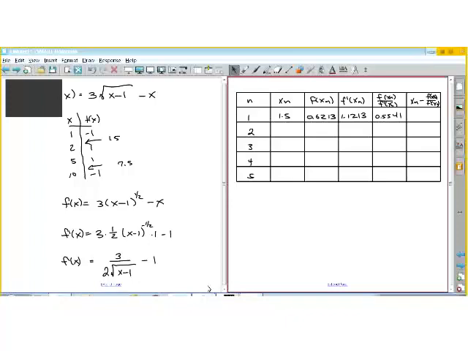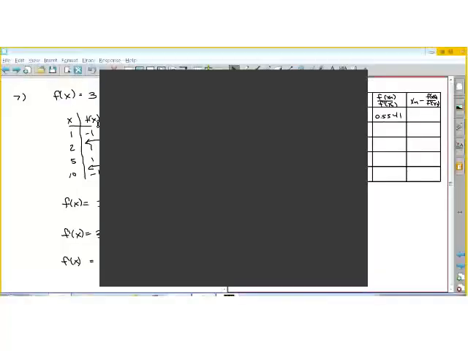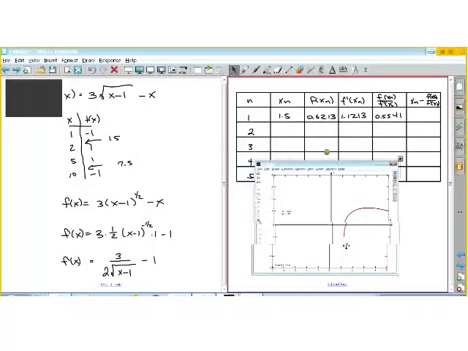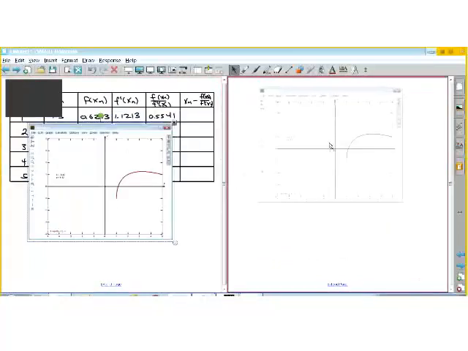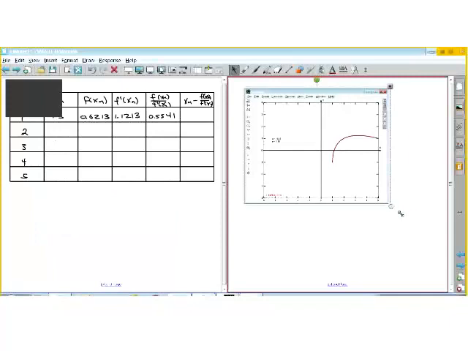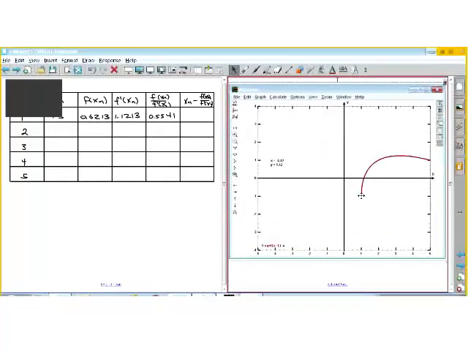I don't know why that didn't show up. Let me try again. There we go. Magically appeared. And we had a page. So that's what the function looks like.